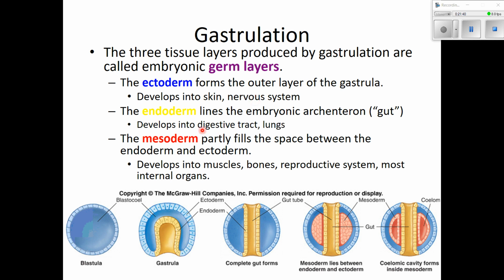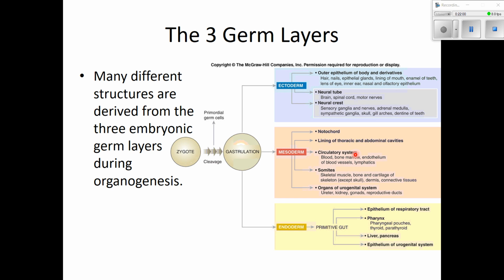Endoderm develops into your digestive tract and also the lungs. And then the mesoderm is what forms basically everything else. All of your internal organs, your muscles, your bones, your reproductive system, and most other internal organs develop from this third layer, which is the last layer to form, which is called the mesoderm.